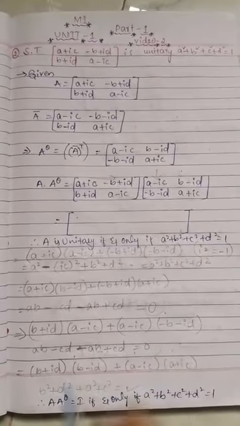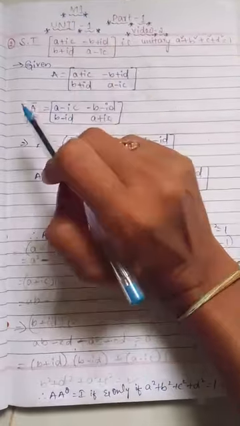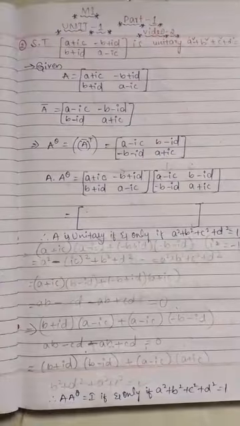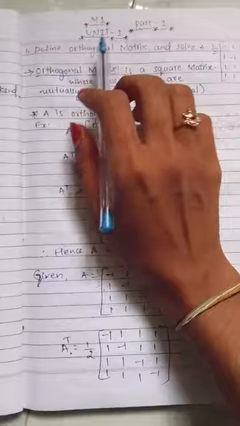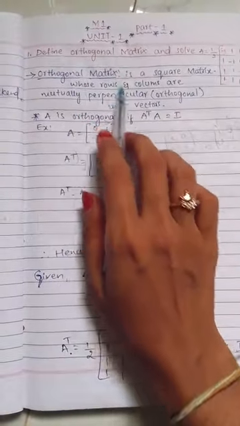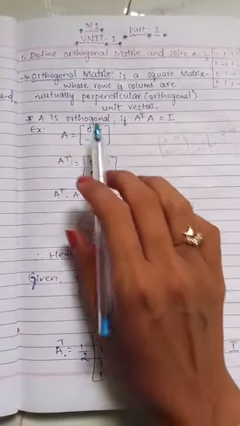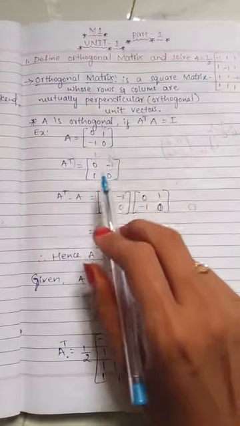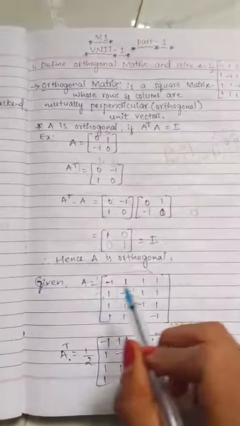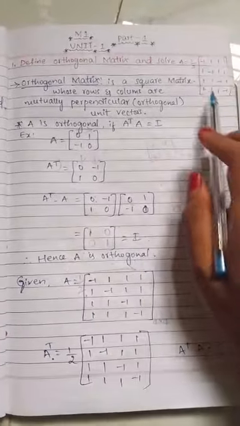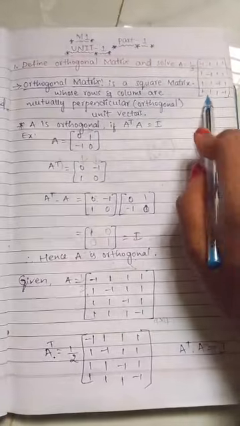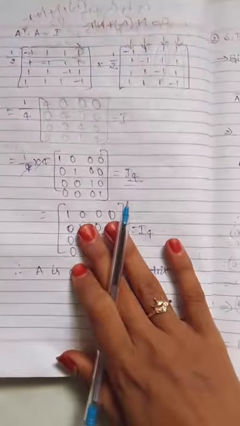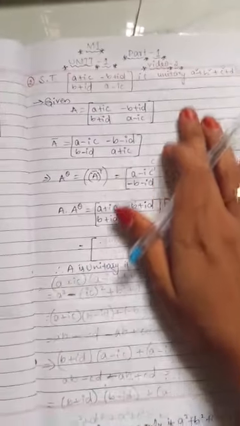In this video I am going to explain M1 Unit 1. I have already explained about the orthogonal matrix: define the orthogonal matrix and find out whether it is orthogonal or not. I took an example and proved that it's orthogonal, and they also gave a matrix and I solved that in the last video. This is the second video in part 1.